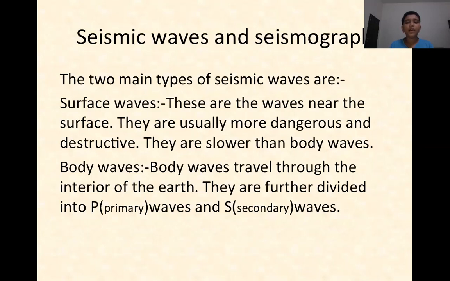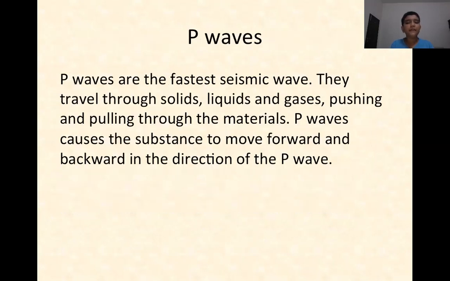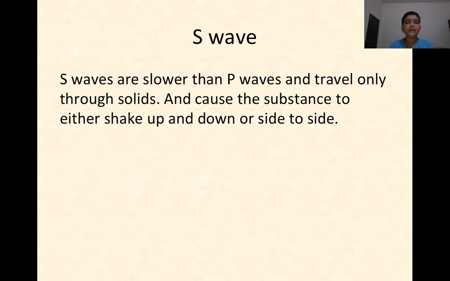Body waves travel through the interior of the earth. They are further divided into P, primary waves, and S, secondary waves. P waves. P waves are the fastest seismic wave. They travel through solids, liquids, and gases, pushing and pulling through the materials. P waves cause the substance to move forward and backward in the direction of the P wave. S wave. S waves are slower than P waves and travel only through solids and cause the substance to either shake up and down or side to side.